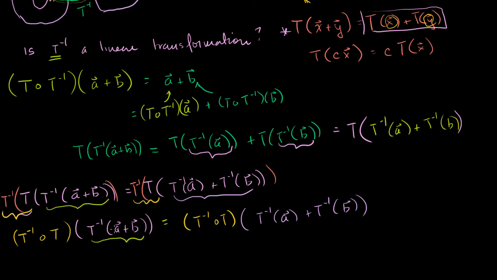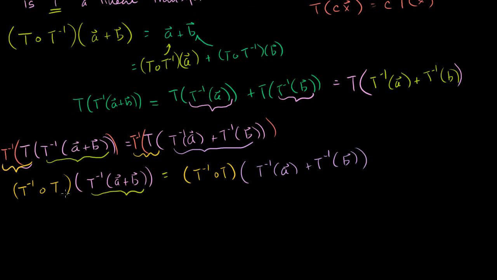Now, by definition of what T inverse is, what is this? This is the identity transformation on our domain. This is the identity transformation on Rn. This is also the identity transformation on Rn. So, if you apply the identity transformation to anything, you're just going to get anything.